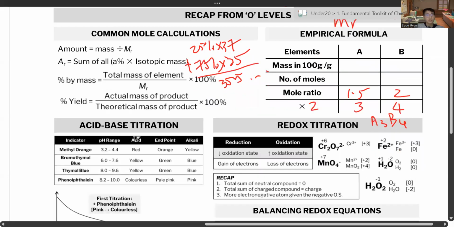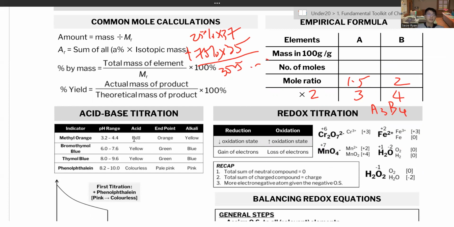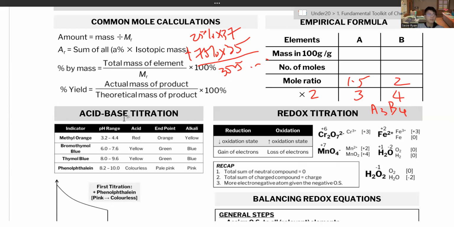Okay, now let's move on to titration. Titration is something that we should all be familiar with, you know, the burette and the pipette and the conical flask, and you turn the tap, and then you measure, you record the volume, and then you do some calculations. So there are 3 main types of titrations being done in questions, or in the lab.